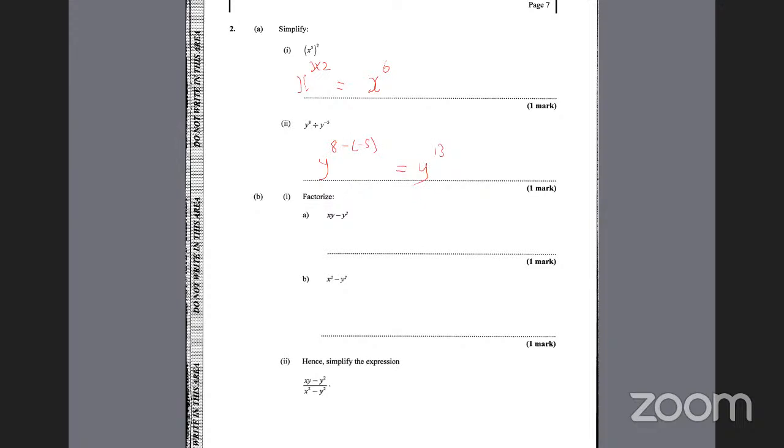Then they want you to factorize here. So you could see that they both have y in common. So you'll get x minus y. Then next one is difference of 2 squares. So it's x minus y by x plus y. I like how they say hence here. So you have to use the part on top. Then you have x minus y, x plus y. The x minus y's will cancel, and you'll get y over x plus y.